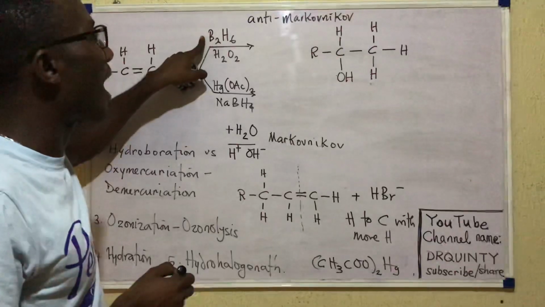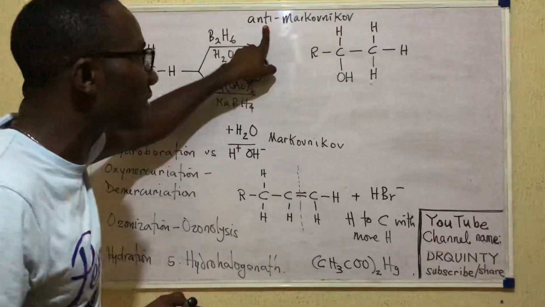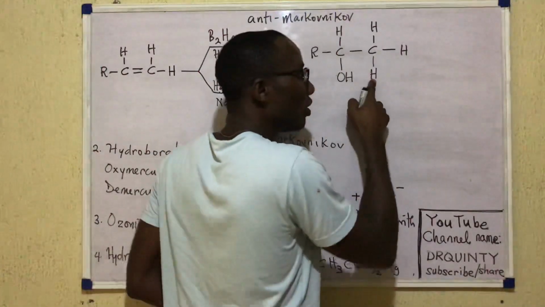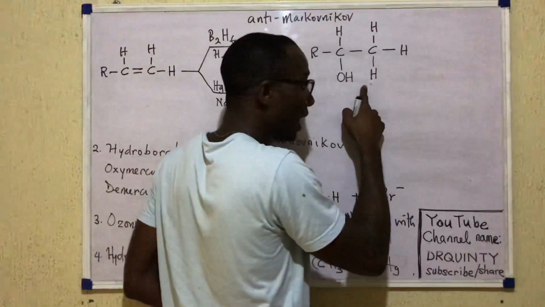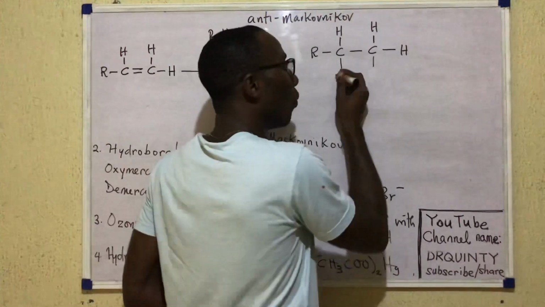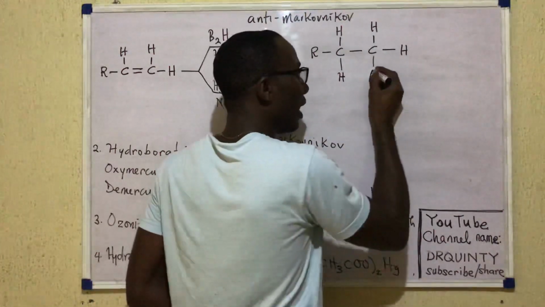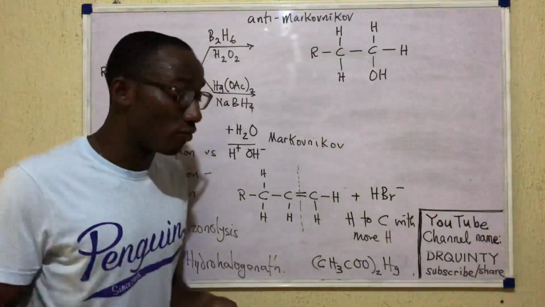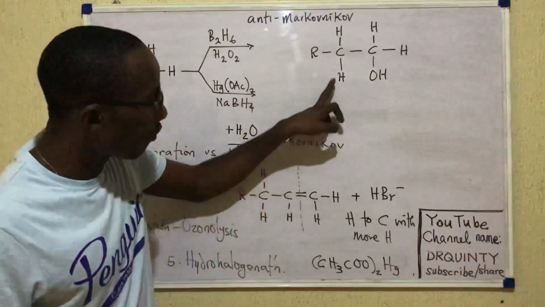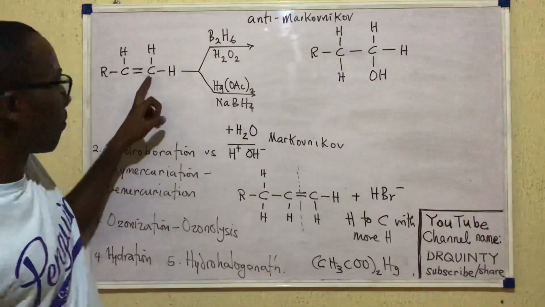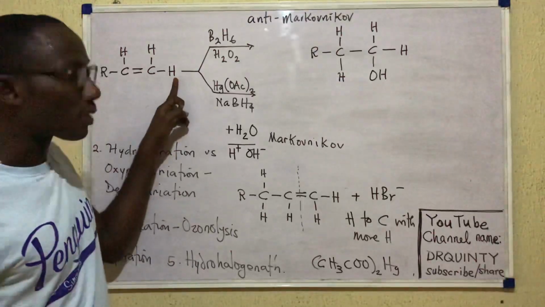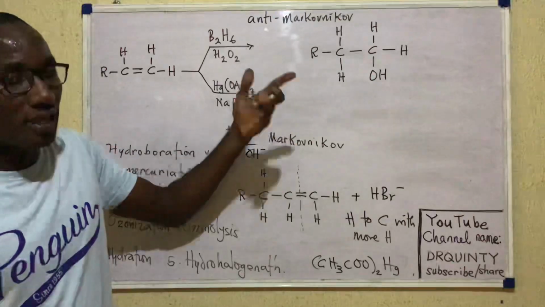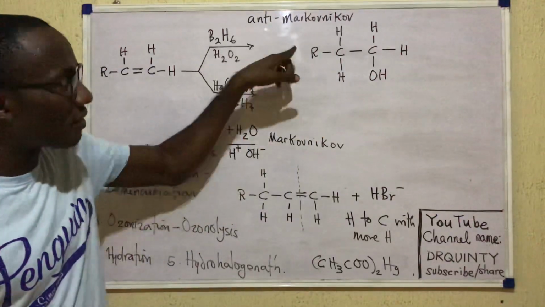But we said that hydroboration is anti-Markovnikov. It means therefore that instead of this H being attached to this carbon as shown and the OH on the other side, what you have now will be H here and OH there. What I have just done now is anti-Markovnikov. Why? Because according to Markovnikov, H is supposed to enter the carbon with more H. But what do we see here now? H is entering the carbon with less H. That makes the product anti-Markovnikov.